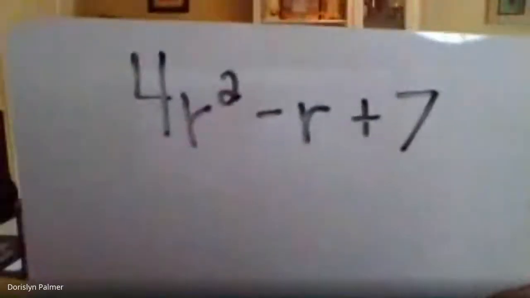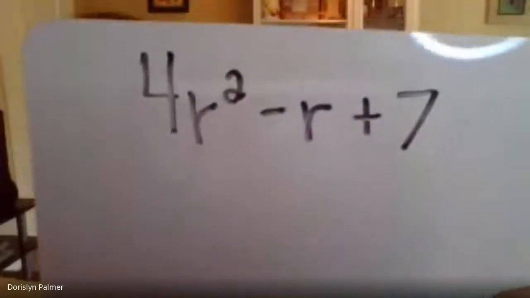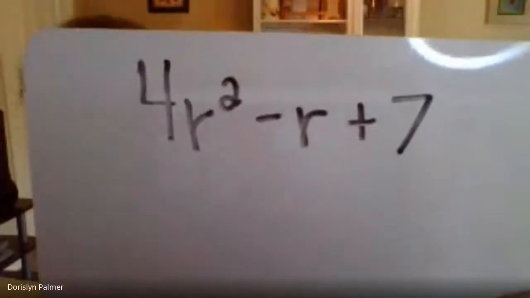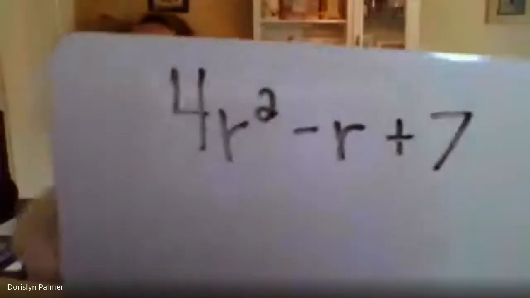So I'm going to show you this one at the bottom. So write this down. 4r squared minus r plus 7. Okay, write that down. There's nothing I can factor out of that. So I'm kind of sad that I have a 4, but it's all right. I put my two sets of parentheses.